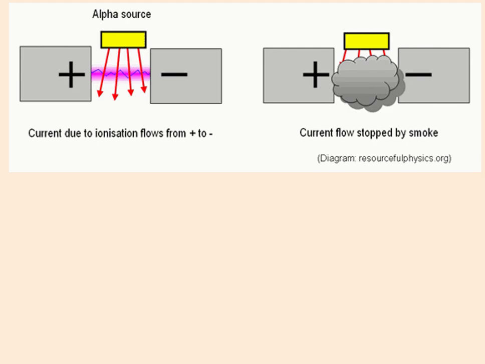So this is a picture of that. You've got your alpha source trying to pass through basically a stream of electrons. If smoke gets in the way and alpha can't get through, it breaks the circuit and the alarm would sound.